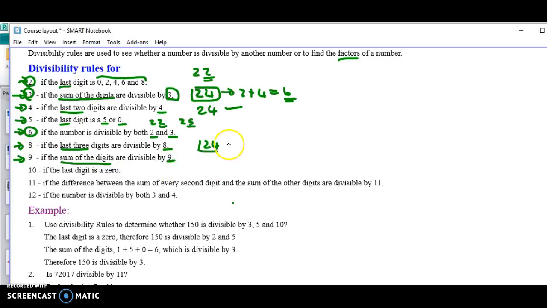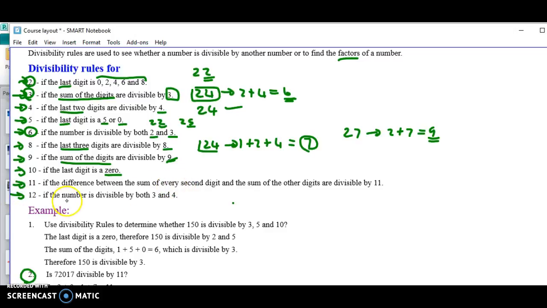We take the same thing. So 124 is 1 plus 2 plus 4, which is then 7, and 7 is not divisible by 9, so it cannot be. But if we take, for argument's sake, 27, that is 2 plus 7, which equals 9, and that is divisible by 9, so it will work. Now 10 is if the last digit is 0. Simple. 11 is a bit more complex, and we are going to look at the example soon to understand how this one works. I'm coming back to this.